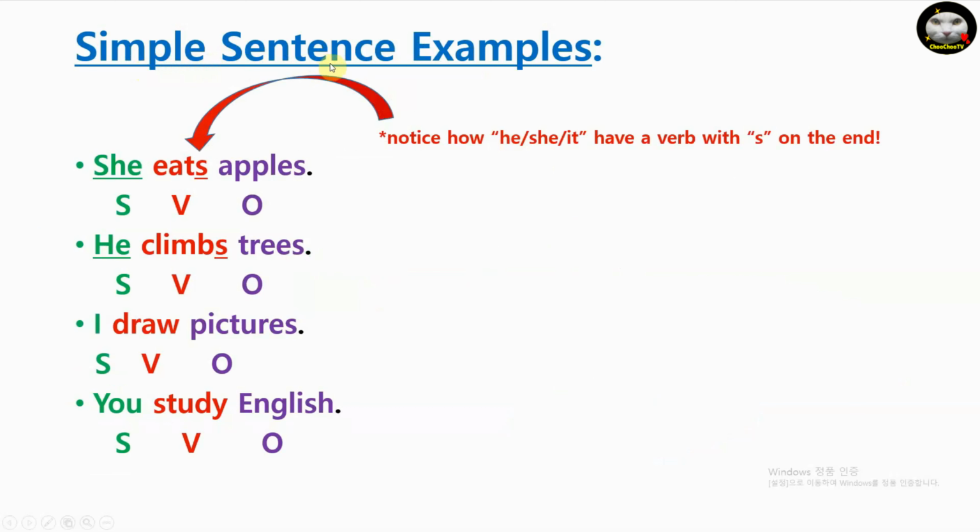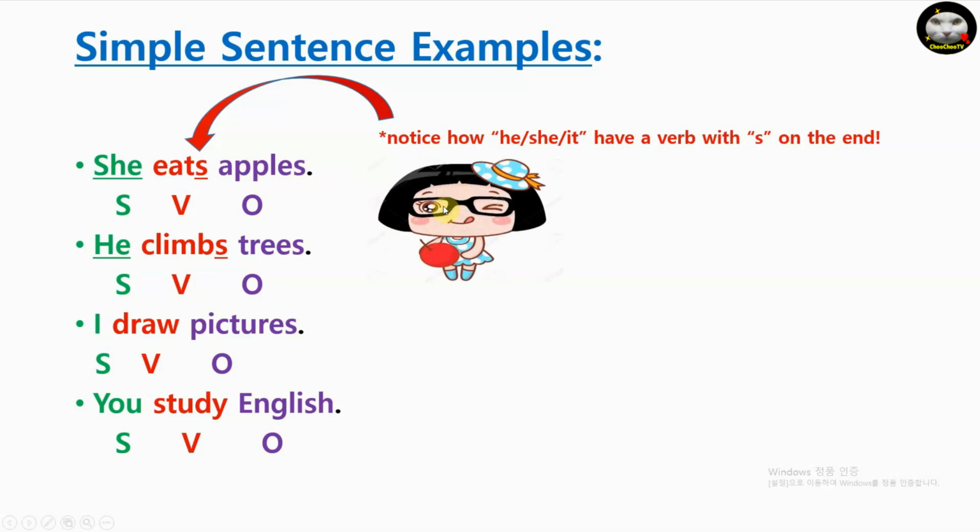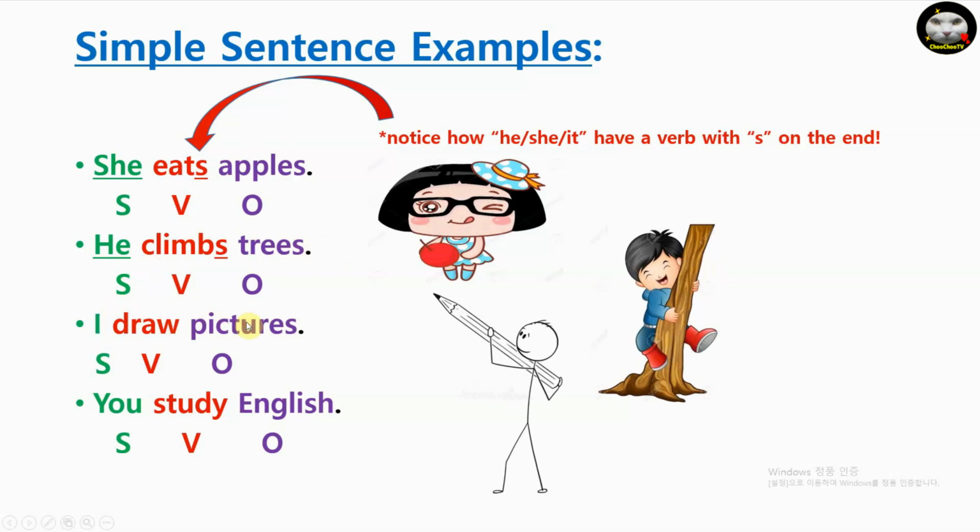Here are simple sentence examples. Notice how the pronouns he, she, and it have a verb with s on the end. She is our subject, eats is our verb, apples are the object. She eats apples. Yum. He climbs trees. I draw pictures. You study English.